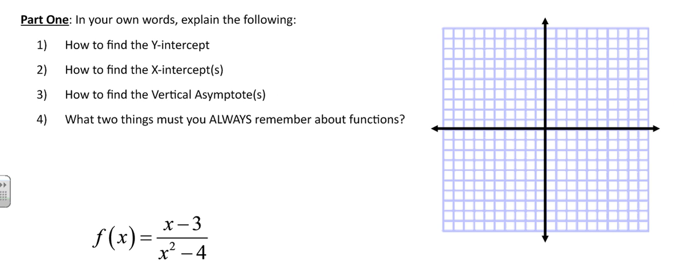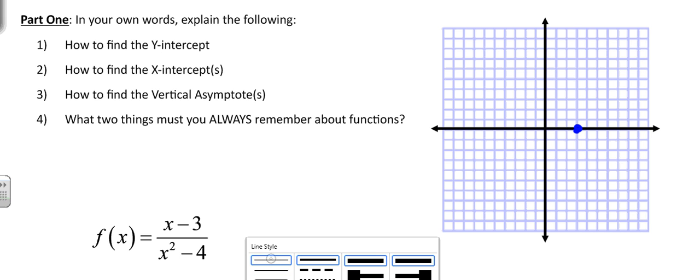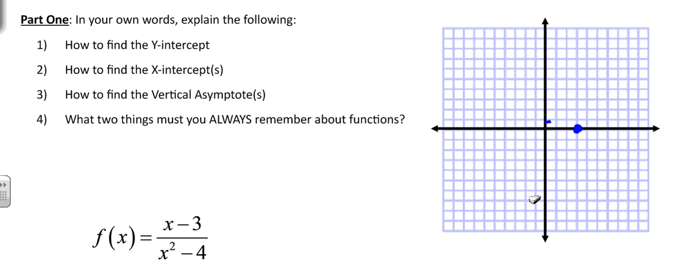Okay, so I got a graph for us. So we solved for our x-intercept, and we said that it was going to be 3. So I'm going to go ahead and plot this. 1, 2, 3. All right, and then we solved for our y-intercept, and we said it was going to be 3/4. Okay, so 3/4 is going to be right about here. Okay, so that's what I have so far.